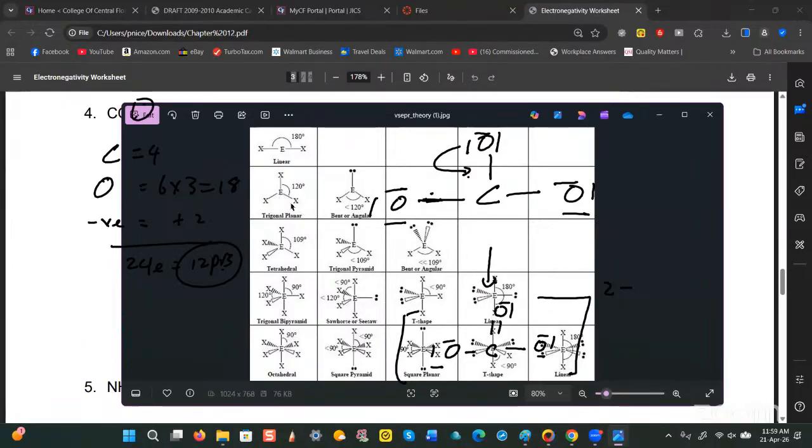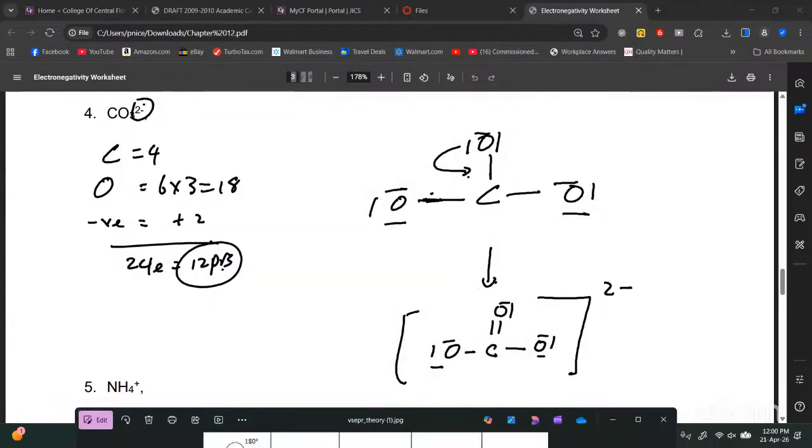And let me just say this, I don't think I've said this before. It doesn't matter if you have double bonds or triple bonds, right? You're not concerned about that. Basically, you're just concerned about the atoms bonded to each other in order to determine the shape. So therefore, as he correctly said, the shape would be trigonal planar.